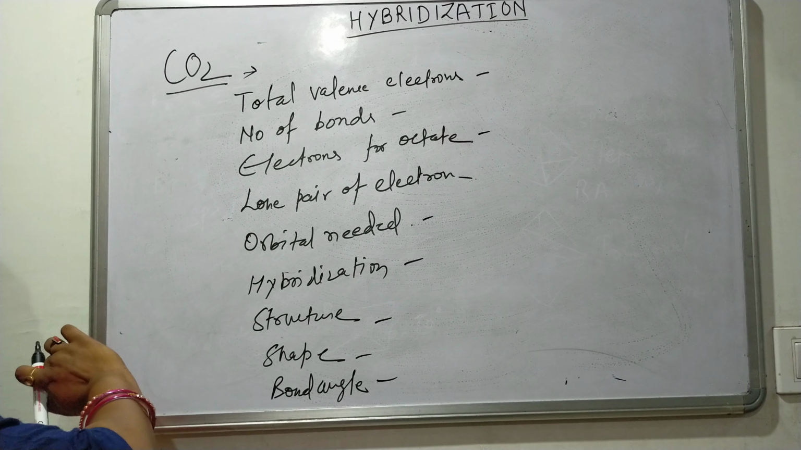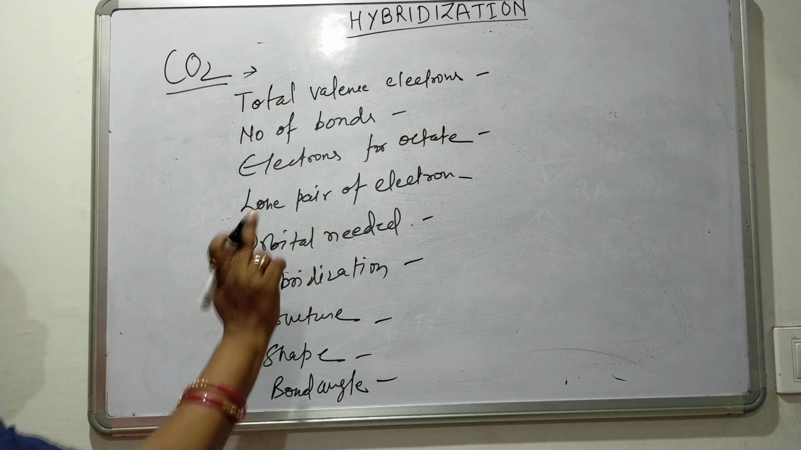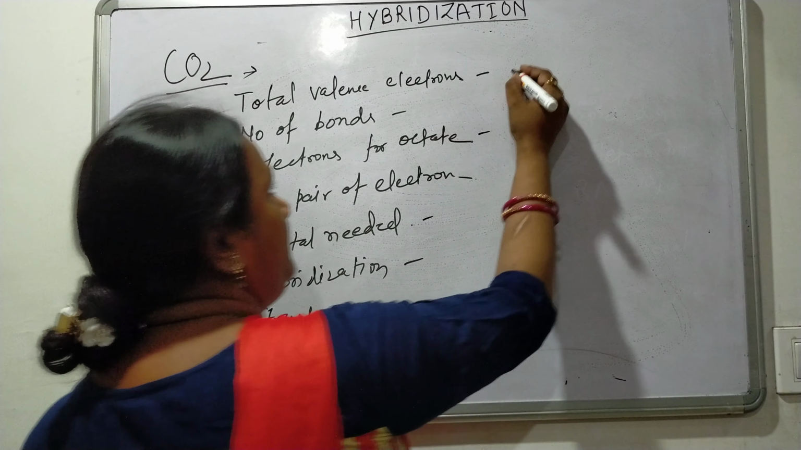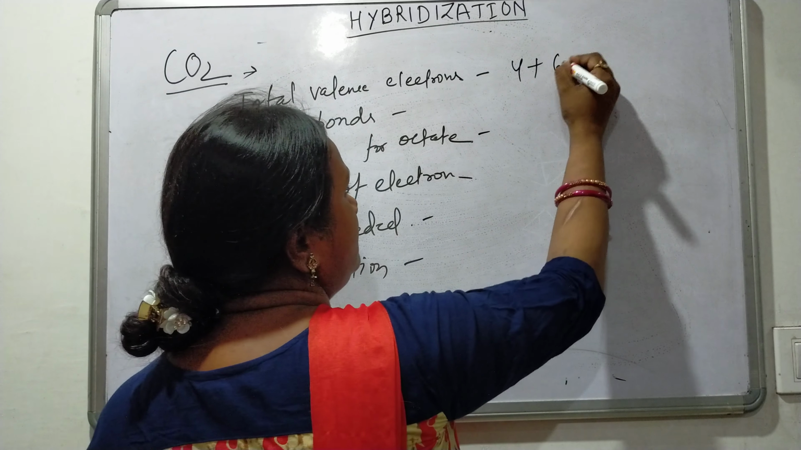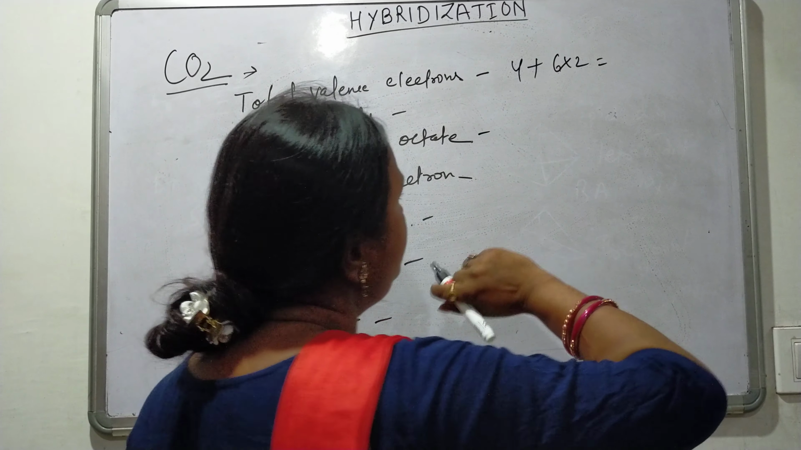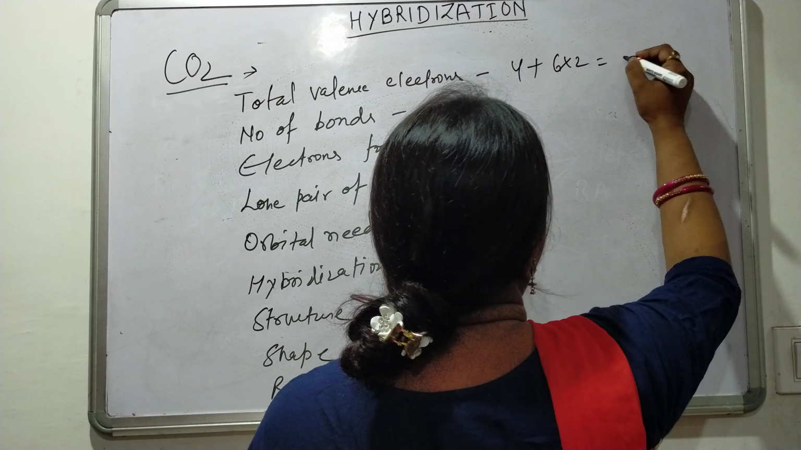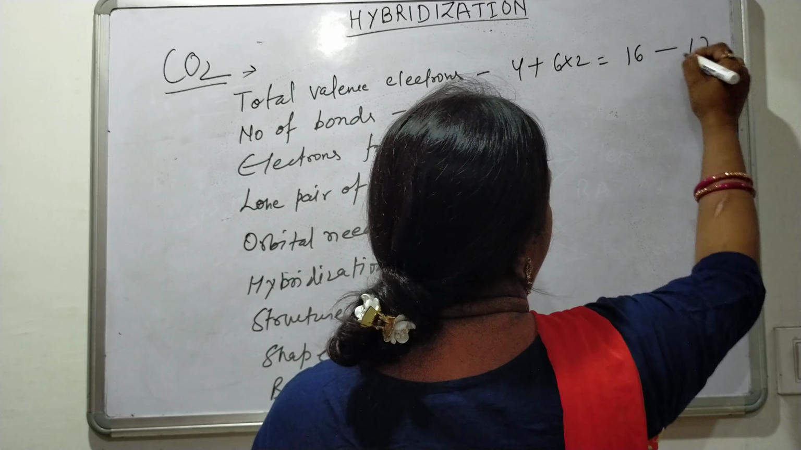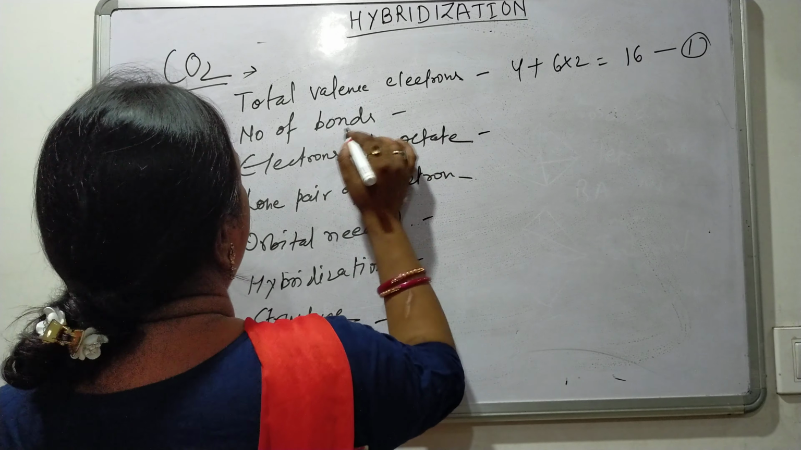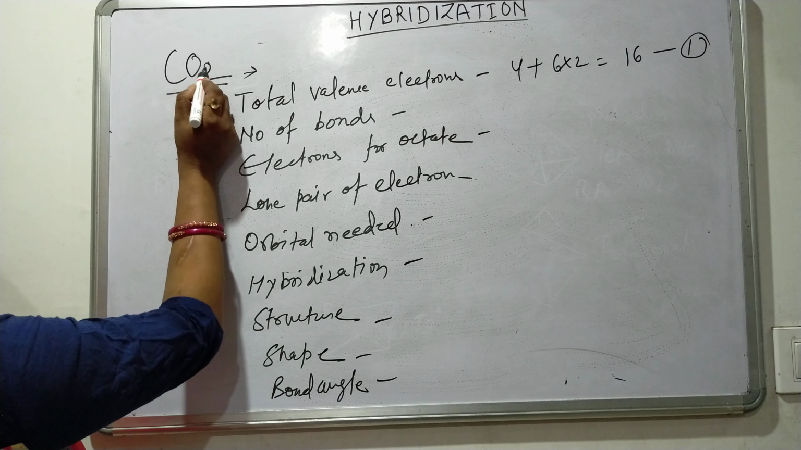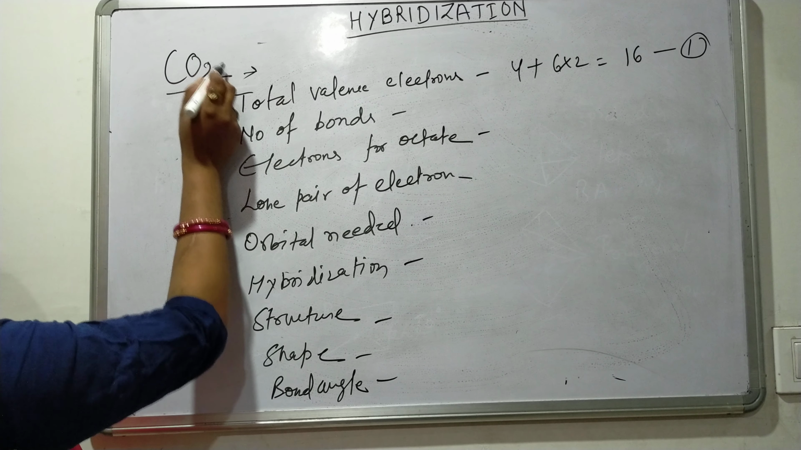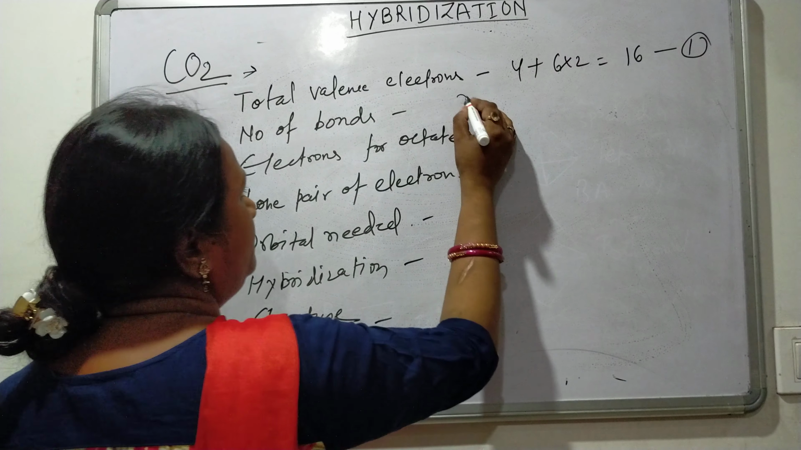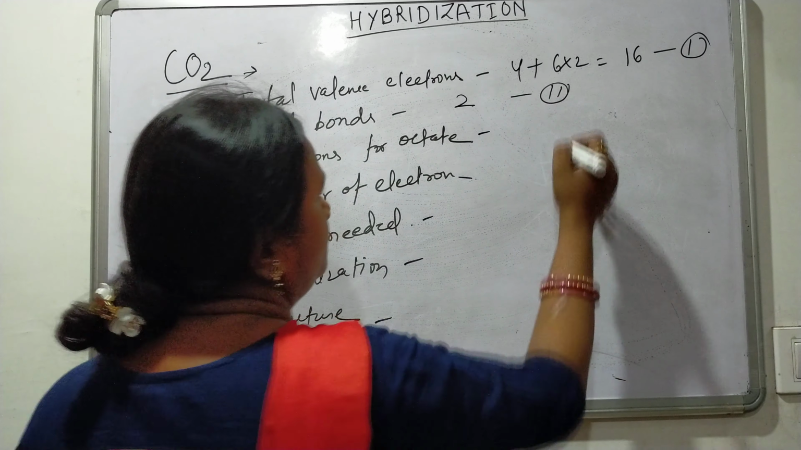Total valence electrons: how many valence electrons here? Carbon has 4 valence electrons, oxygen has 6, multiplied by 2. So 6 times 2 is 12, and 12 plus 4 is 16. This will be equation 1. Here the total number of bonds: how many bonds are going to attach here? There are 2. The total number of bonds is 2. This will be equation 2.